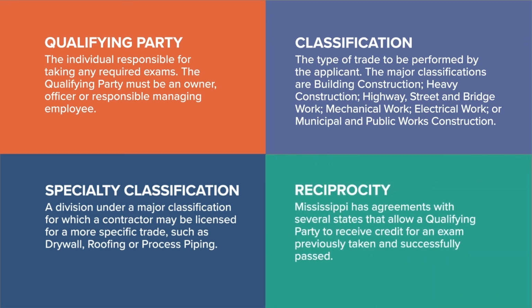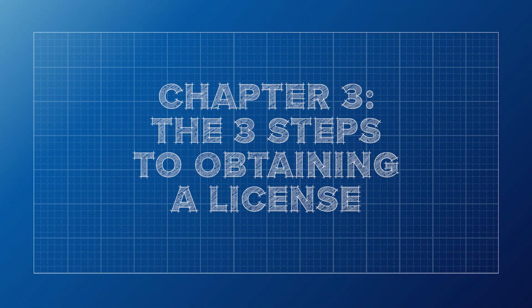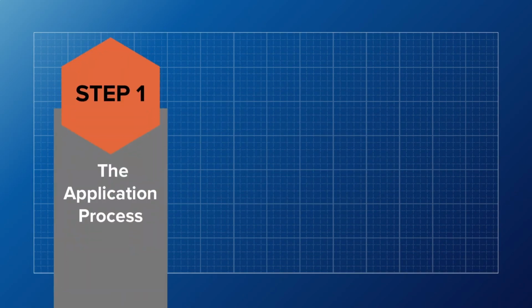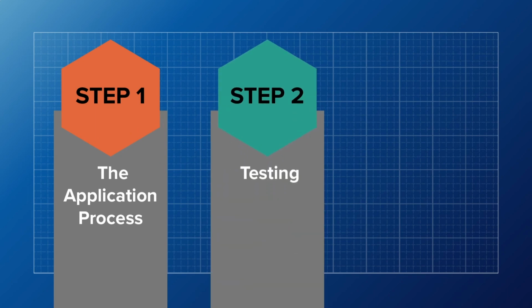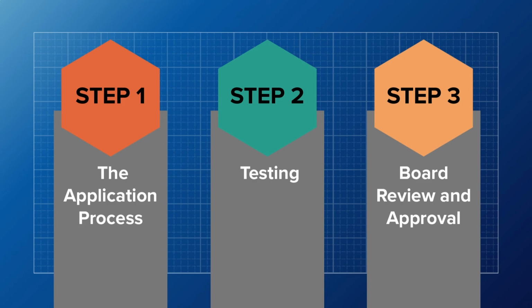Reciprocity refers to agreements Mississippi has made with several states that allows a qualifying party to receive credit for an exam previously taken and successfully passed. Even though an exam may be waived, applicants must still complete the application process to obtain a contractor's license. Now that we've gone over these definitions, let's look at the 3 steps to obtaining a license. Step 1, the application process. Step 2, testing. Step 3, board review and approval.